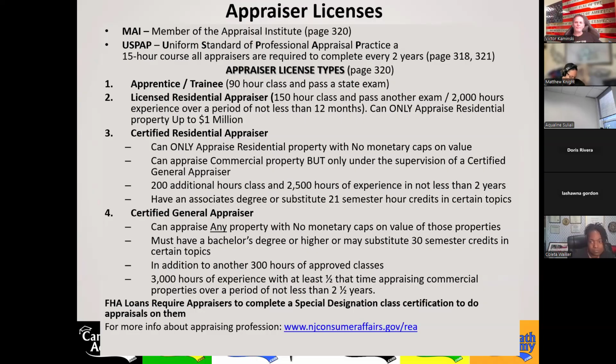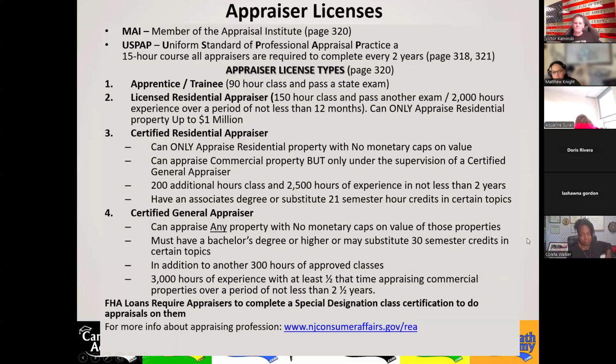Apprentice trainee. An appraiser's license. It's just a general question. What type of license is required to do an appraisal? It's an appraiser's license. Now, if I gave you more information, then you could answer which type of specific license is required to do anything.